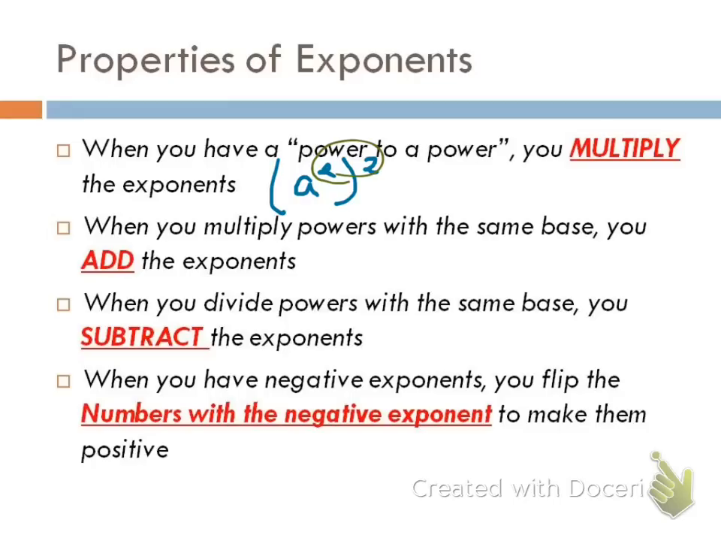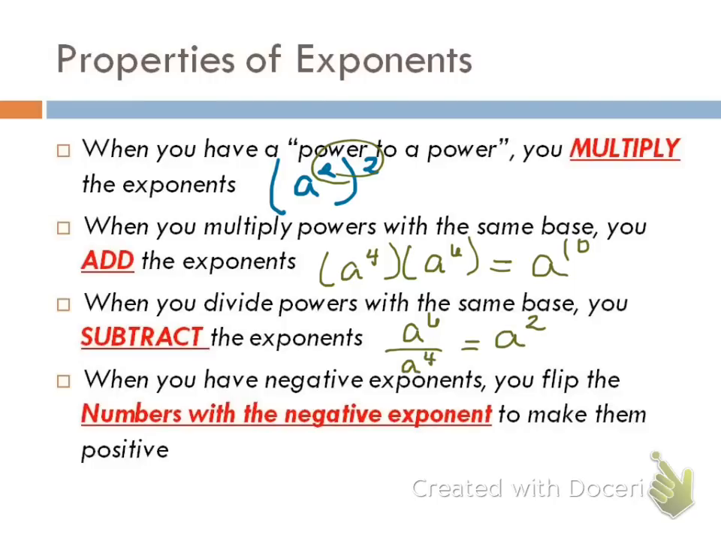When you have a power with the same base, so a to the fourth times a to the sixth, you add those exponents, so you'd get a to the 10th. When you divide powers with the same base, you subtract the exponents. So a to the sixth divided by a to the fourth, you would get a squared. 6 minus 4 is 2.